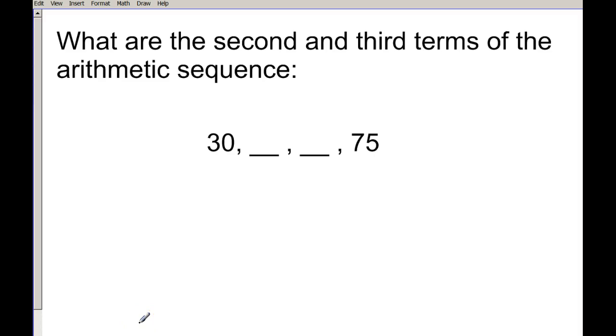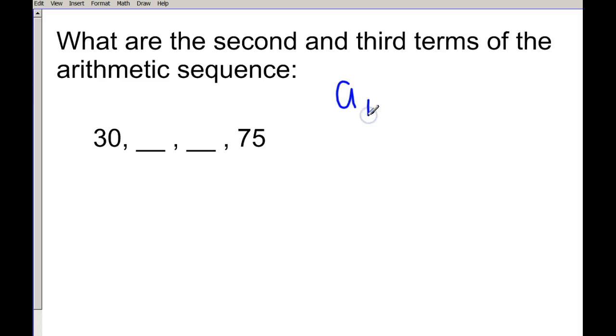What are the second and third terms of this sequence? There's different ways to do this, but using the formula, it's kind of a neat use of the formula, and it's helpful, I think, to start thinking this way. I am going to use the formula, even though we could probably do this without using the formula.